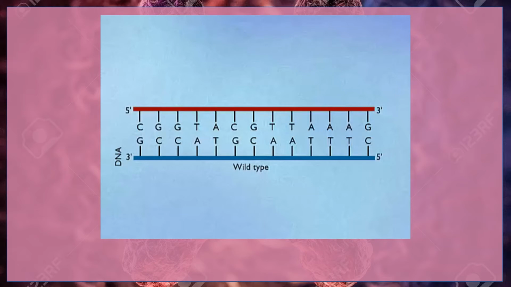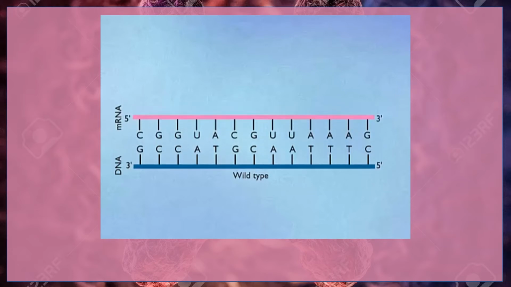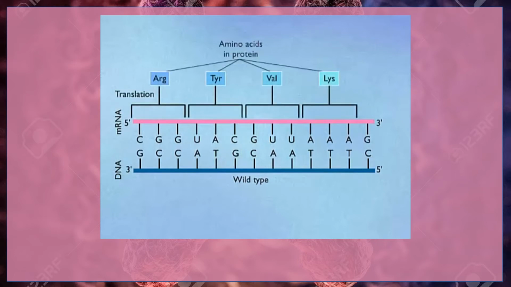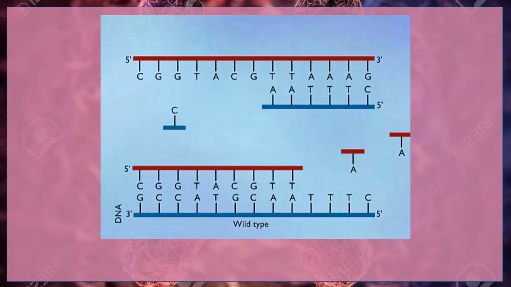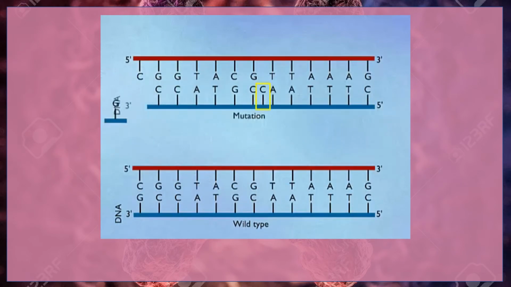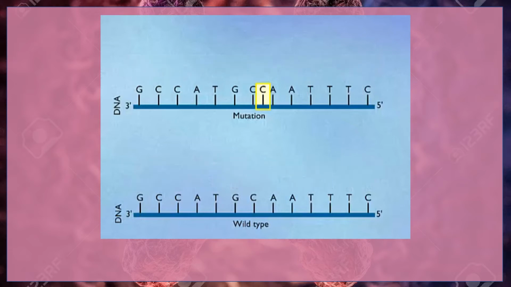The nucleotide sequence in DNA determines the nucleotide sequence in messenger RNA and, consequently, the sequence of amino acids in a protein. A mutation in the DNA can result in a change in the amino acid sequence of a protein. One type of mutation that can occur either spontaneously or as the result of a mutagen is the addition of one or more nucleotides during DNA replication.